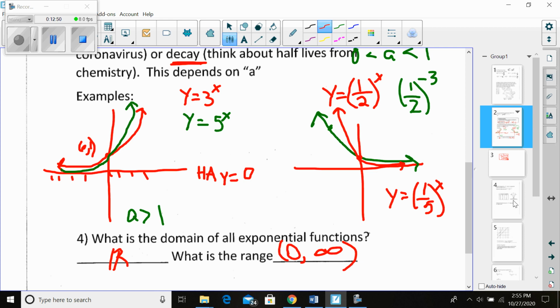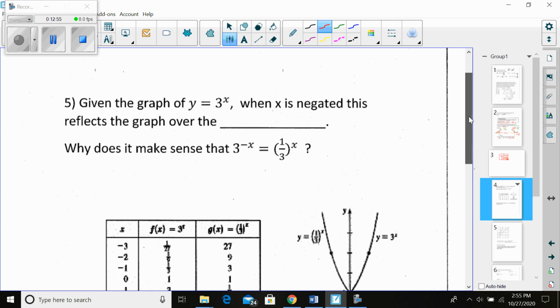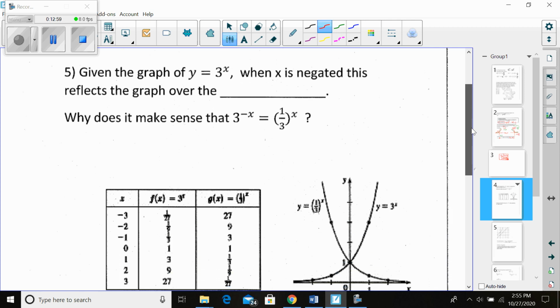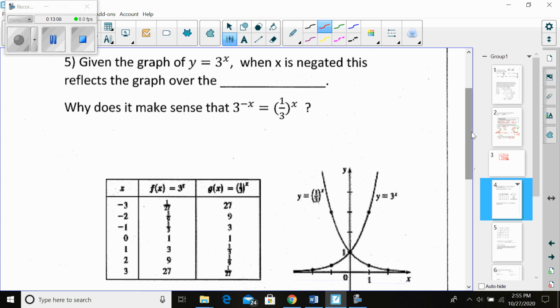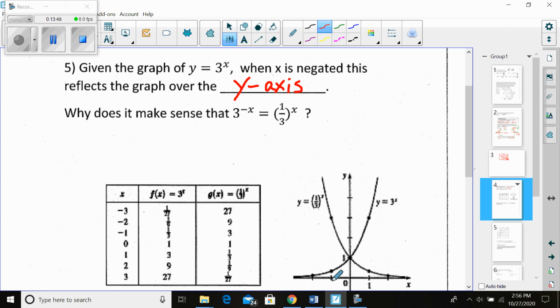So in example 5, we are given the graph of y equals 3 to the x, and when x is negated, how does this reflect the graph? We did work with this earlier in the semester. If I negate the x, meaning that here, if x is 1, and I get this certain output of 3, if I negate the x, then that means at -1, I get that output. So what I'm doing then is reflecting the graph through the y-axis. Because the output at -1 is now the output at +1, or vice versa.